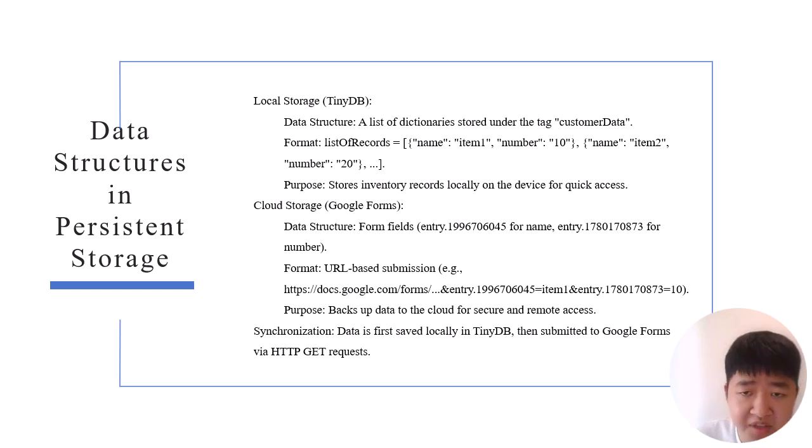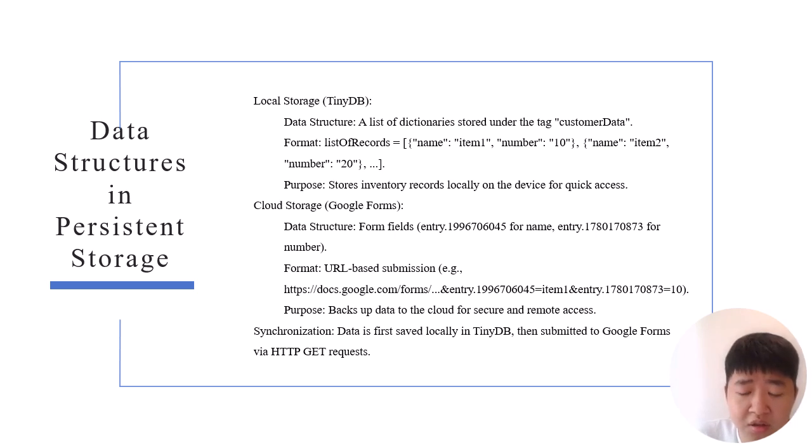With TinyDB, a simple key value database in MIT App Inventor, the data structure is a list of dictionaries stored under the tag customer data. Each dictionary represents a record with two keys, name for the item name and number for the quantity. For example, name: item 1, number: 10; name: item 2, number: 20. This structure allows quick access to records on the device.